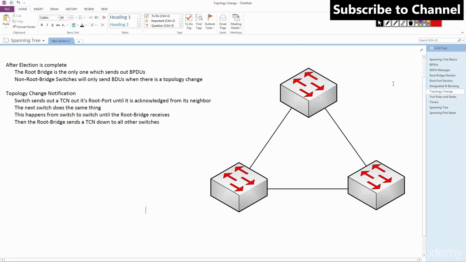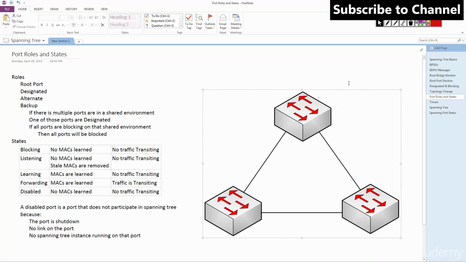Now, the reason why I talk about this is because topology changes are a very nice thing to understand when you're dealing with spanning tree, because this shows you how important these BPDUs are. And if we lose BPDU information somewhere in our topology, we're going to end up having problems. So BPDUs are what make spanning tree work successfully.